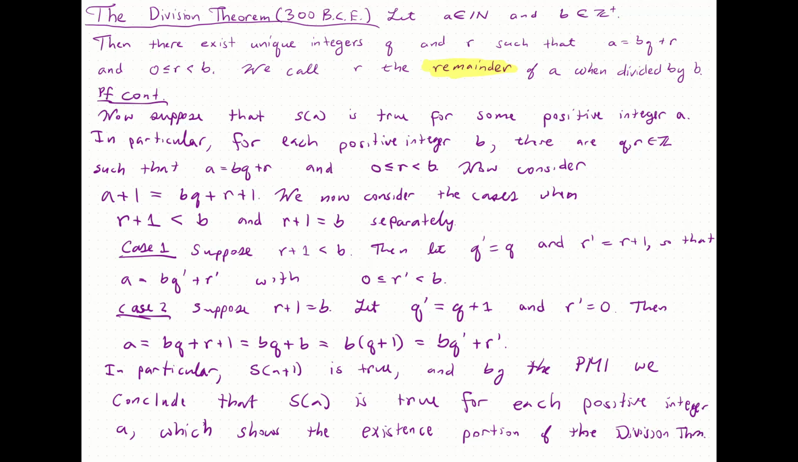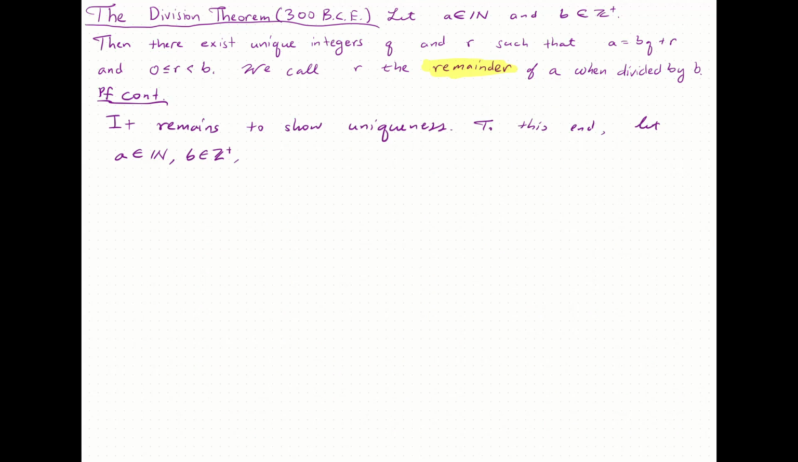And so now we have shown the existence of the q and r for every positive integer a, and since we did the case when a was equal to 0 separately, we have now shown the division theorem, at least the existence portion, and all that remains is to show uniqueness. And so it remains for us to show uniqueness.